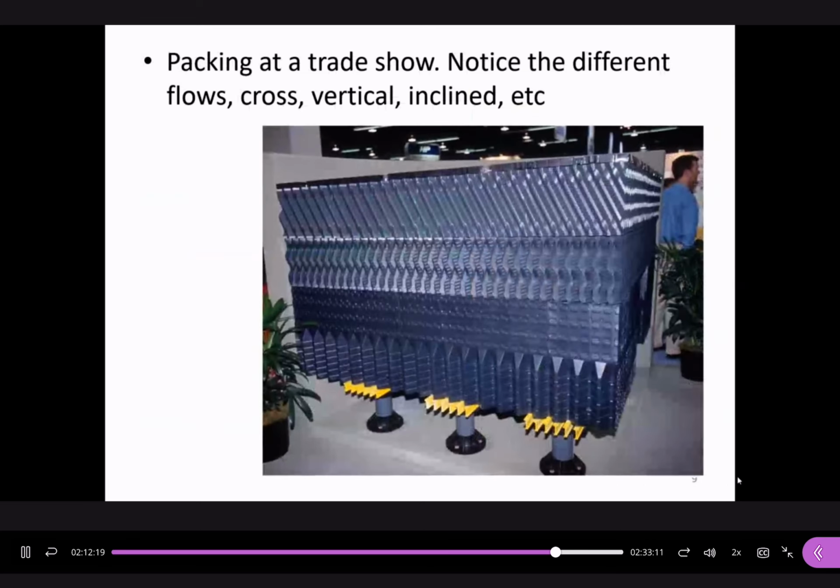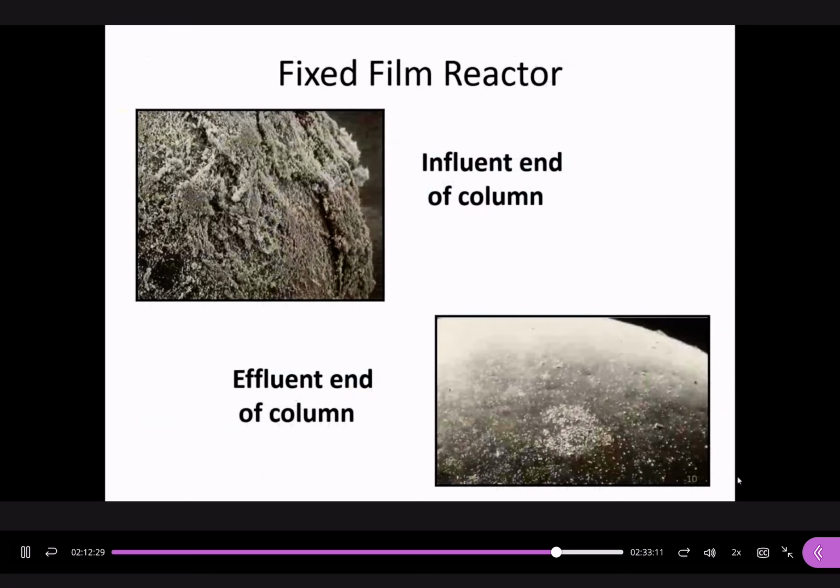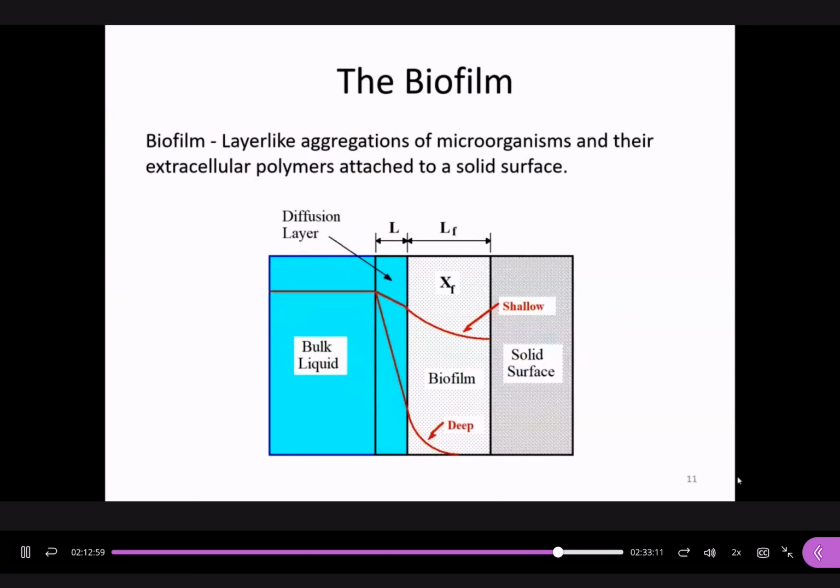The media have different flows: cross, vertical, inclined, etc. And look at the biofilms grown on the media. At the influent end, because you have a high concentration of substrate, you could obtain a rich biofilm, thicker, more active. At the effluent end, it's less intensive. And what happens? Mass transfer. We're not trying to model the process. I just simply explain this to you because it's very complicated here, and we cannot solve the equations or process modeling analytically. You have to use certain programs to solve these equations. Not as easy as we did for the activated sludge process.